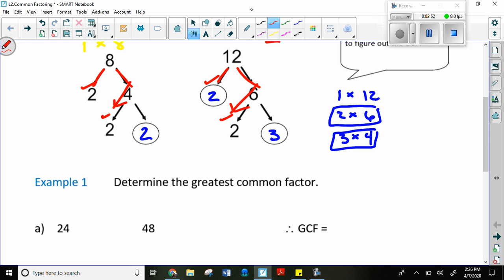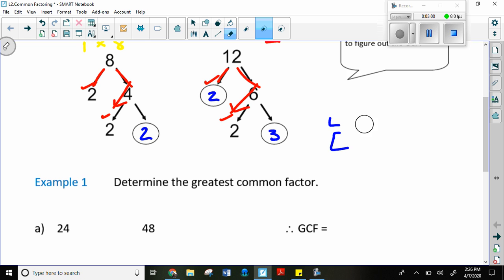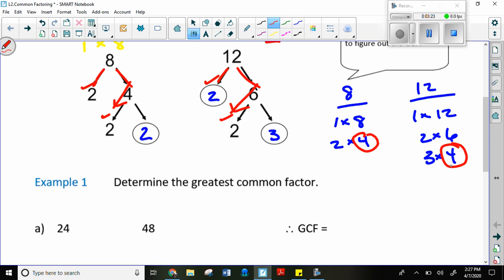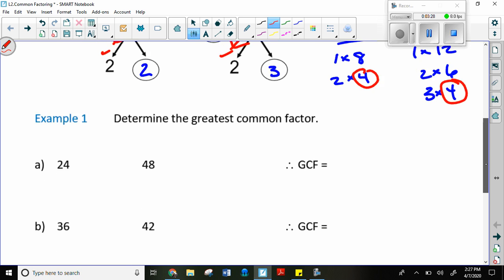Okay, so the way I would have done it is this. Let's break down 8. 1 times 8, 2 times 4. Good. 12. 1 times 12, 2 times 6, 3 times 4. What's the largest number both of them have? There's our greatest common factor. That's how I would have done it, but that's just because I've got my multiplication tables down real quick.